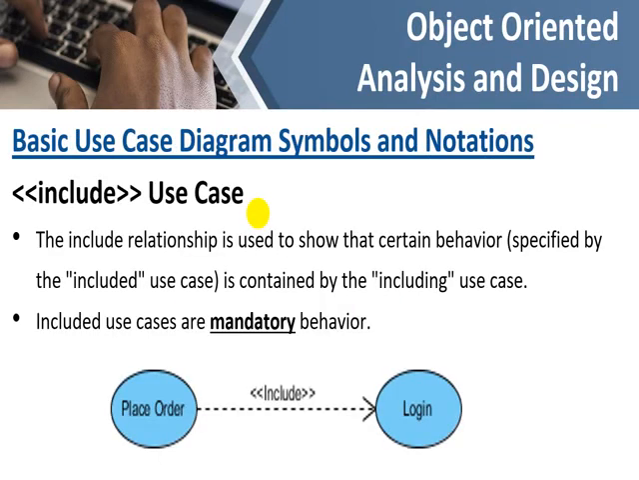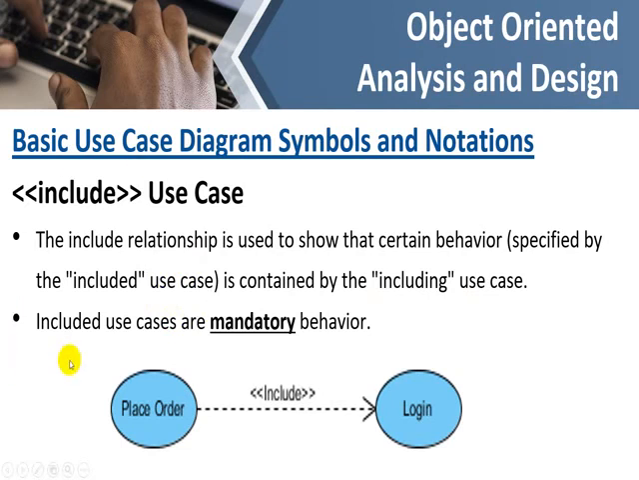So here there is a concept of include. We have seen that normally we connect the actor with the use case with a very simple line, but this is a dotted line with an arrowhead, right? So now this is known as include. The include relationship is used to show that certain behavior specified by the include use case is contained by the including use case, right? So here the include use case is something that is mandatory, that we must implement.